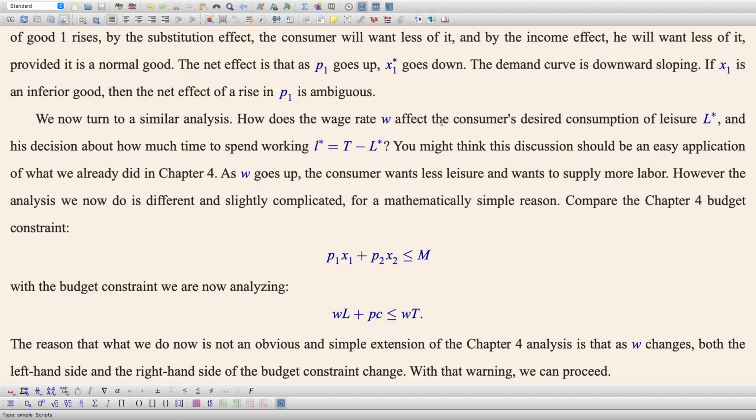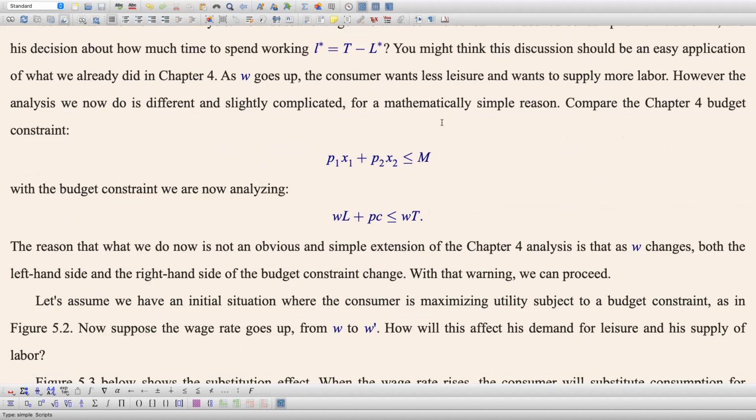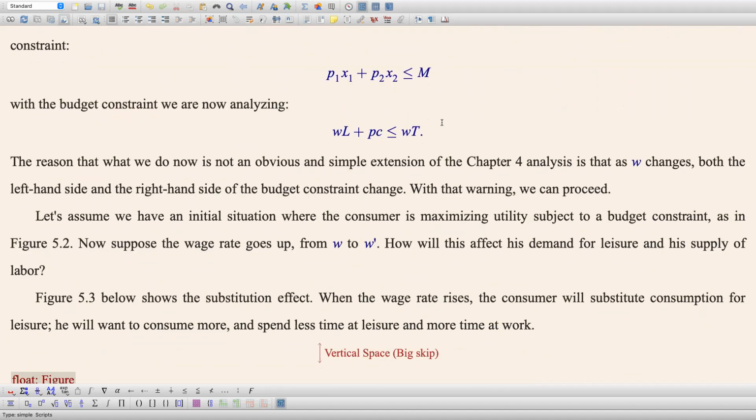In particular, we're going to compare this with the previous chapter's equation. In the previous one, the M there basically doesn't depend on W, right? M is an exogenous object, basically a check that you have, free of labor. And now instead, it depends on W, right? So as you can see, the effect of W now is double, because it's also changing this part of the right-hand side of the budget. So the analysis we do now is not an obvious and simple extension of chapter 3. As W changes, both the left-hand side and the right-hand side are changing. So now we can proceed.